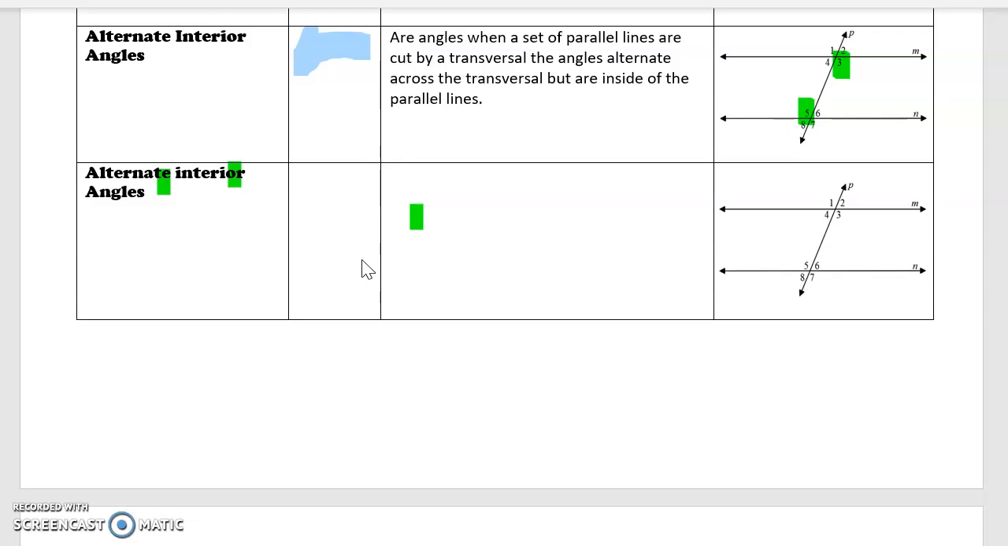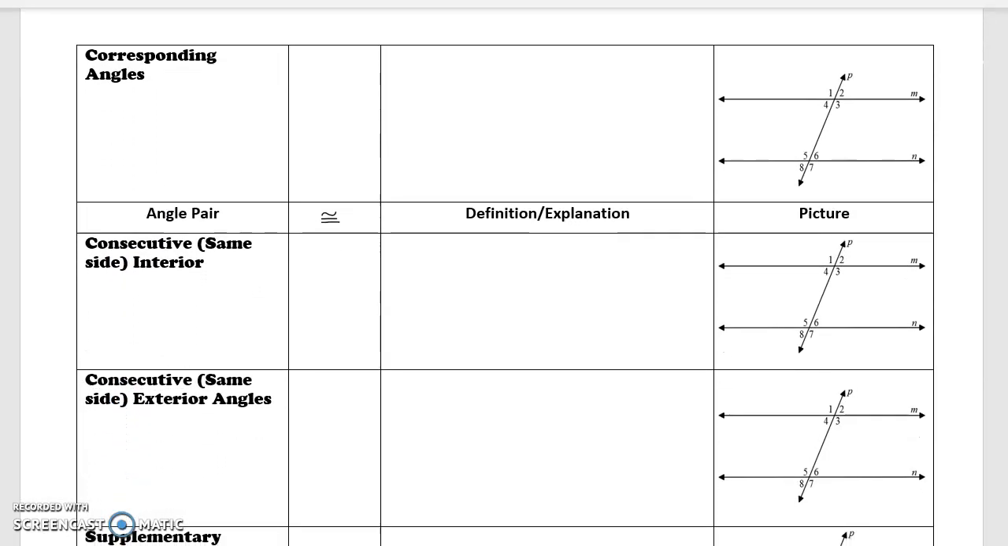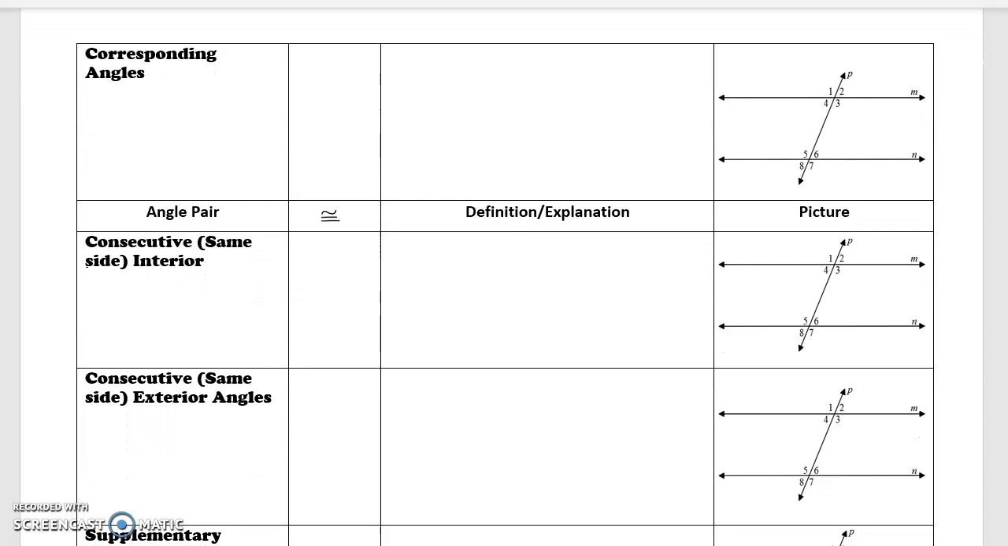I think it's kind of obvious, but there's really only one set left inside the two parallel lines and alternating across the transversal. I am going to move up. So our next one is corresponding angles. Corresponding angles. To me, that's probably one of the hardest words that we're dealing with here. I'm going to have the teacher pause the video. You guys think of what you think corresponding angles are.